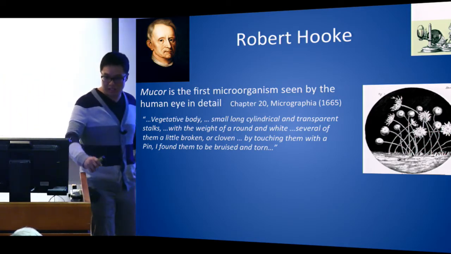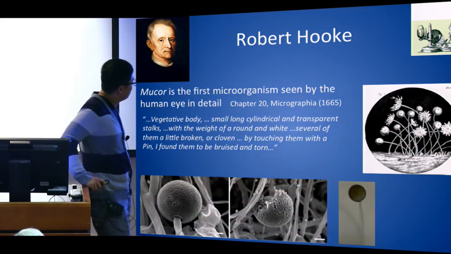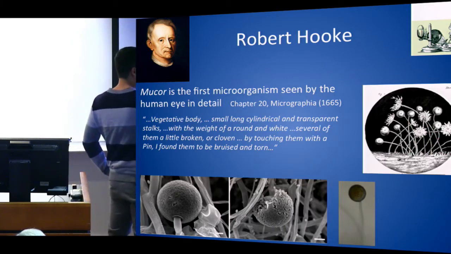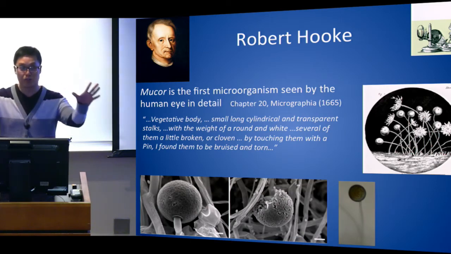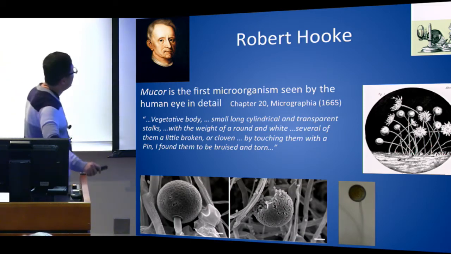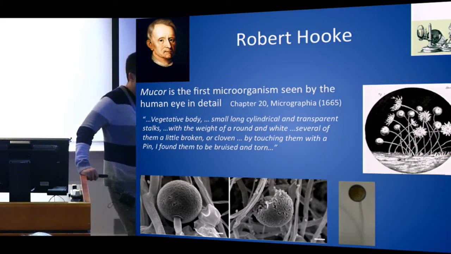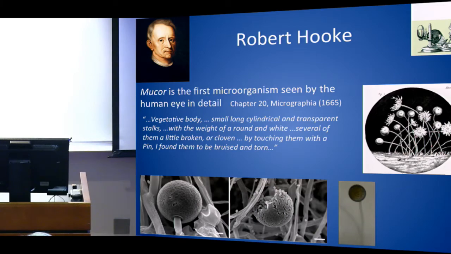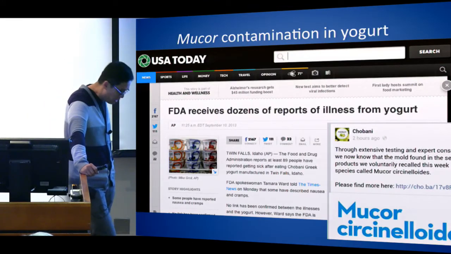We have a little bit better microscope than he had. This is our image of Mucor: long cylindrical transparent stalks with a round weight. If you touch them, it releases the spores. Actually, Robert Hooke observed Mucor with his first microscope. Mucor is the first microorganism ever seen by human eyes in detail. It's a historical mold, as well as a social mold.